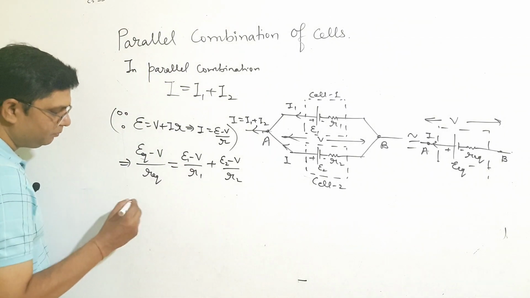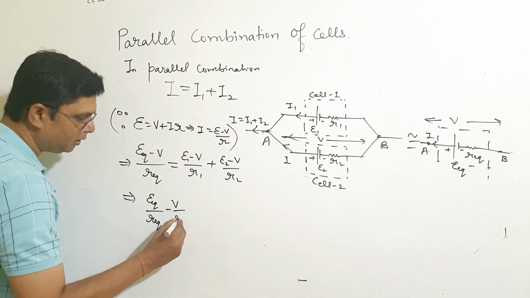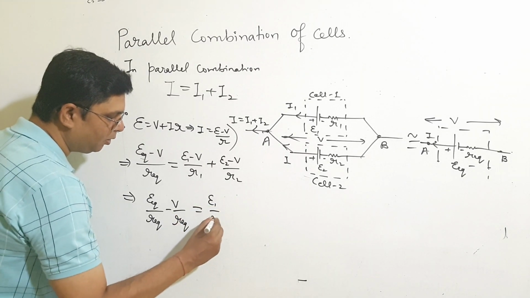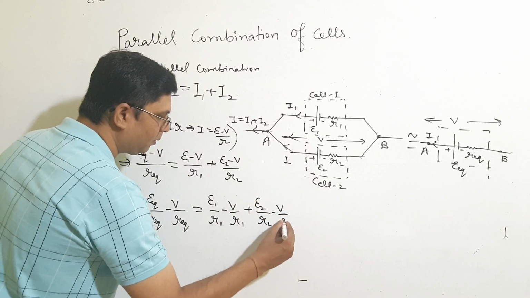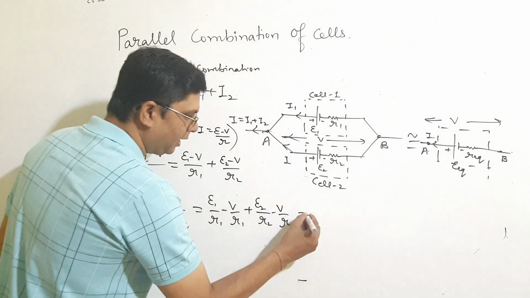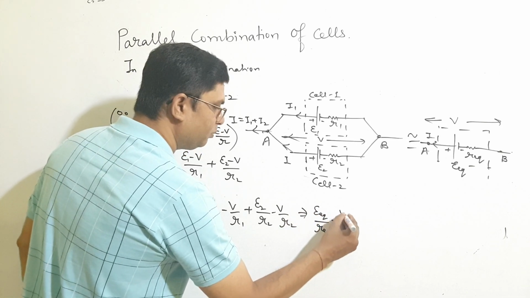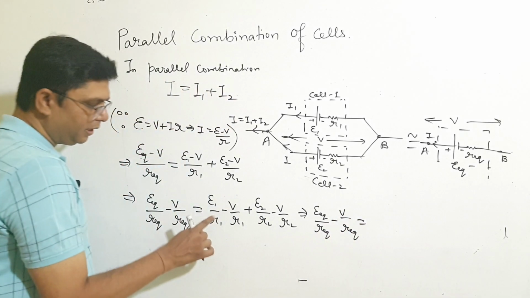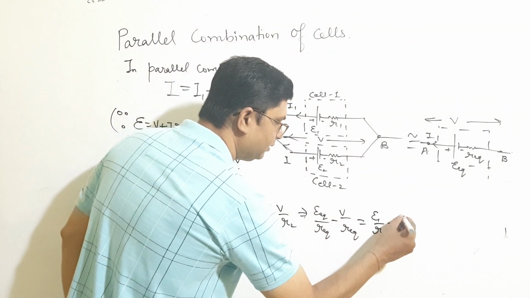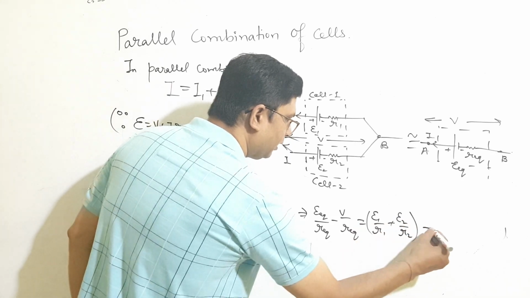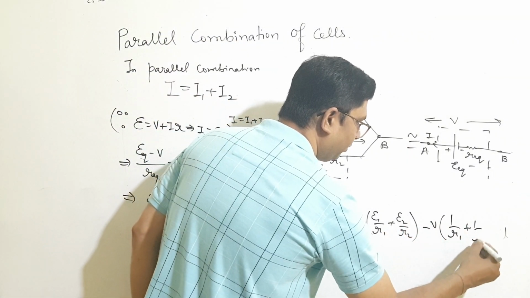Now arrange it. So this is E equivalent upon R equivalent minus V upon R equivalent. This is E1 upon R1 minus V upon R1 plus E2 upon R2 minus V upon R2. We can write the equation as E equivalent upon R equivalent minus V upon R equivalent is equal to, write this E1 by R1 and E2 by R2 in a single bracket, E1 by R1 plus E2 by R2. Give a minus sign, take minus V common. So we have 1 by R1 plus 1 by R2.